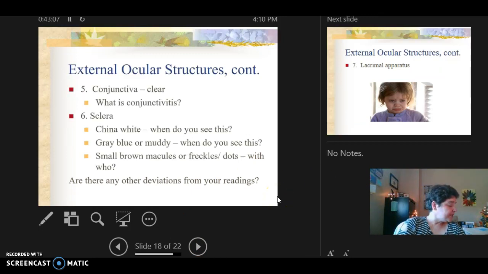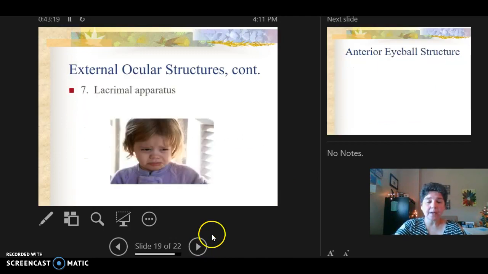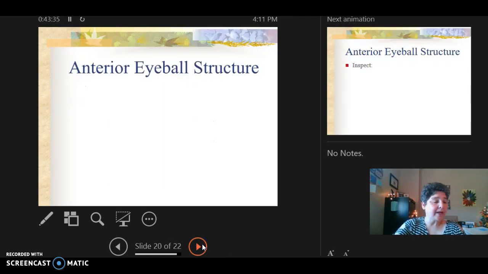So are there any other deviations when you look at your readings? In other words, if you can look through page 294 and see if there's anything else that might stick out for you. Then we talk about the lacrimal apparatus. So these are your tear ducts, and when one gets sad, one will cry, and that is where the tears come from, the lacrimal apparatus.